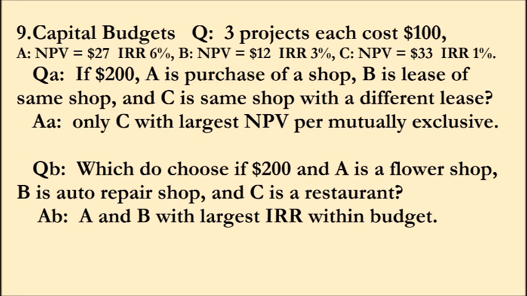Each project is 100, but we have 200, but we can only choose one, then we would go with C. If we have 200, but now we could choose among the 3, then we'd go with A and B with the highest internal rates of return.